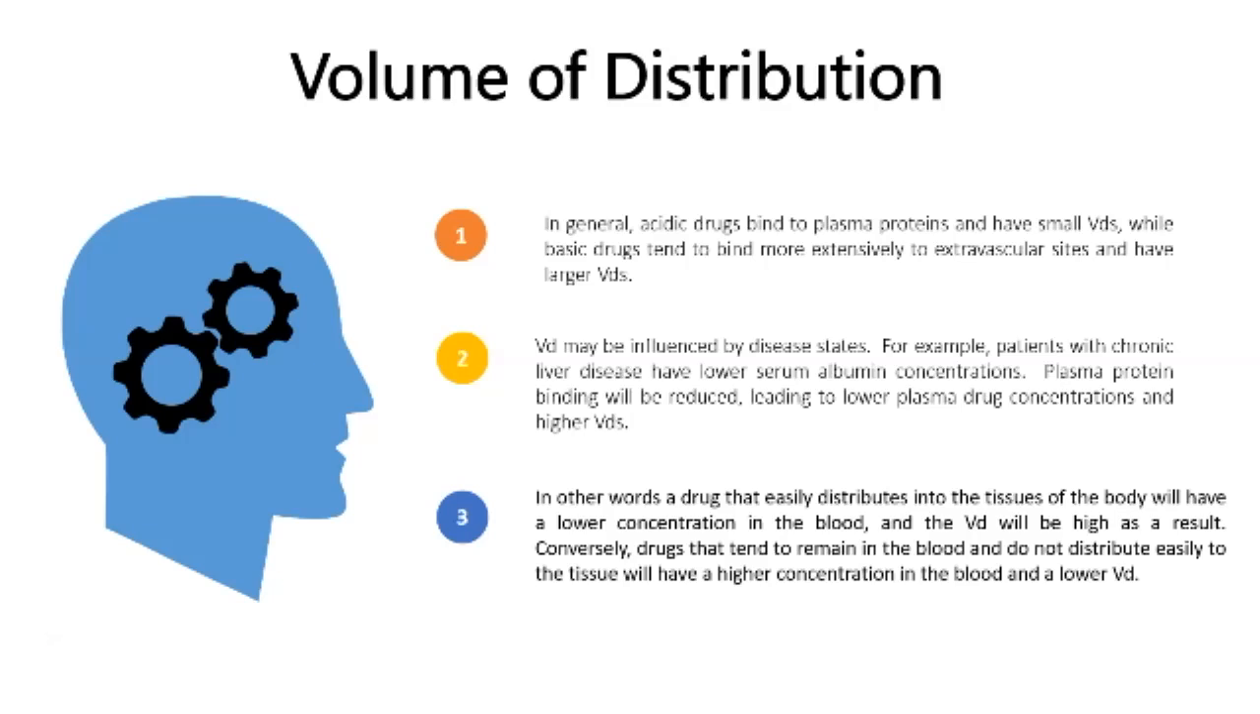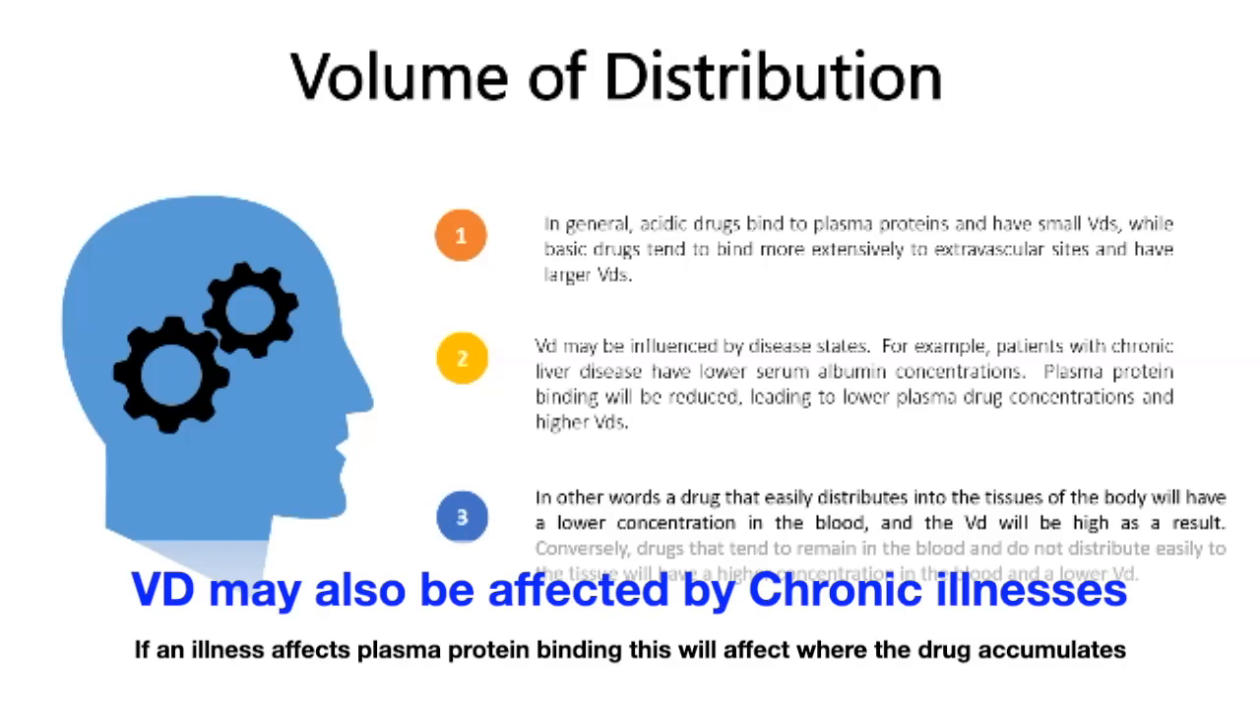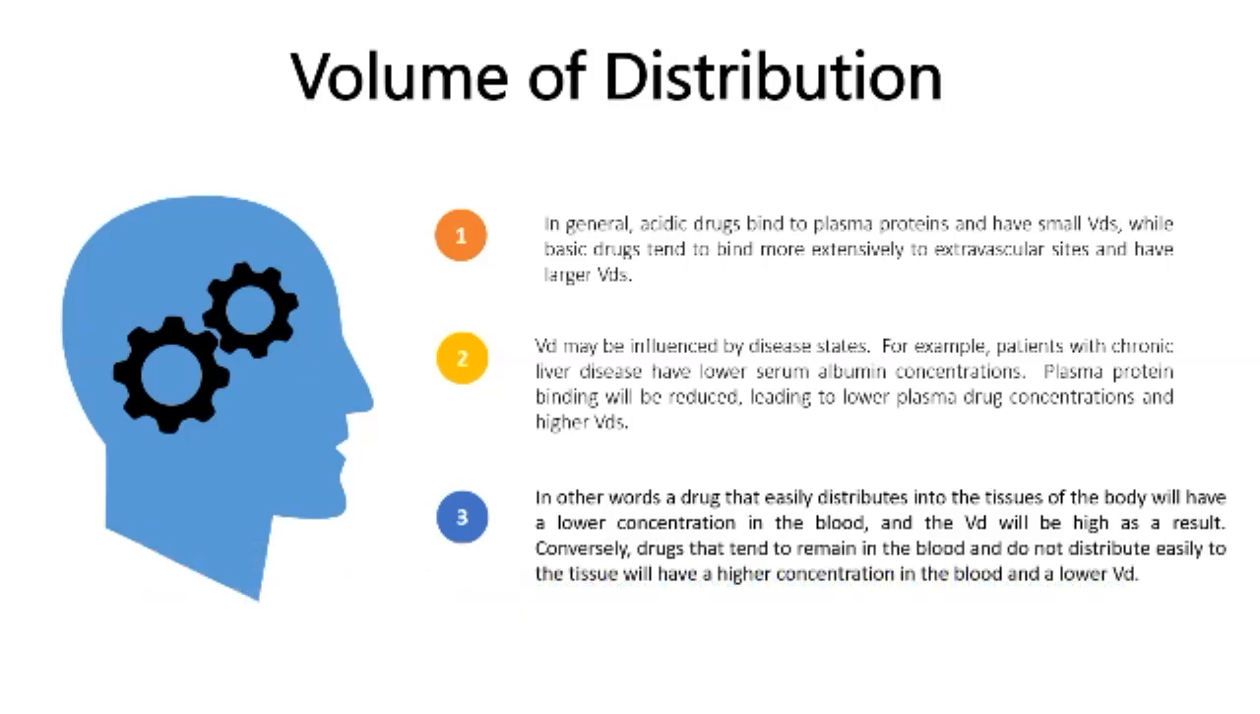The volume of distribution may be influenced by disease states. For example, patients with chronic liver disease have lower serum albumin concentration. Plasma protein binding will then be reduced, leading to lower plasma drug concentration, resulting in higher VD. So if you are not producing the serum albumin and the plasma protein binding is reduced, it means that the drug is now free.